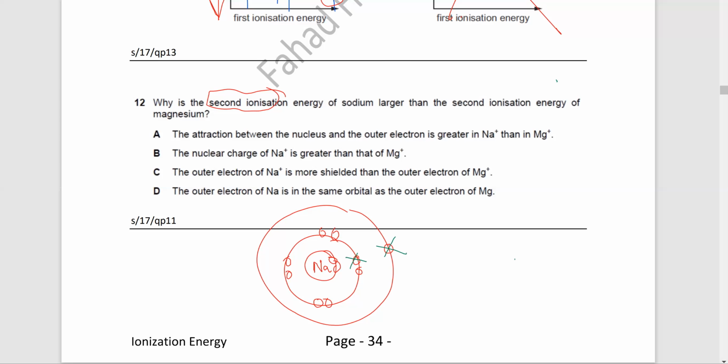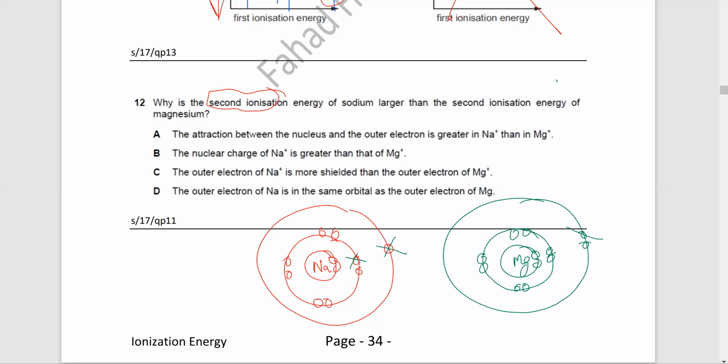So what about magnesium? Magnesium has a total of 12 electrons. So that's 2, 8, and 2. If you're trying to remove the second electron, it would be removed from a shell that is very far away. So there are two factors. Why is the second ionization energy of sodium larger? Because you're all of a sudden removing an electron which is very close to the nucleus. Plus, it's less shielded as well. So, two factors: less shielded and close to the nucleus, or you can call it the distance is smaller.